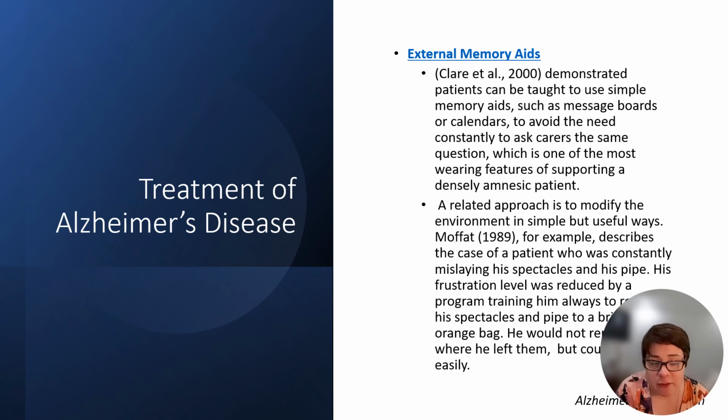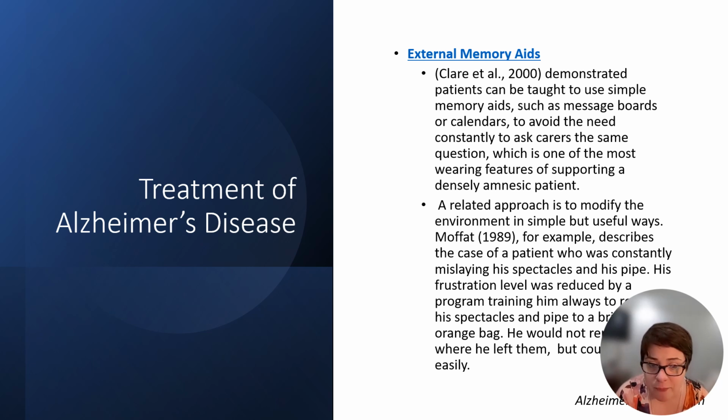Okay. So other than pharmacological options, what are some of the other interventions that can be effective in Alzheimer's disease? And again, I would encourage you to watch the videos linked in this slide. External memory aids are very, very helpful. So for example, using message boards or calendars, right? That allows caregivers to not have to answer as many repetitive questions as they would have to without those external memory aids.